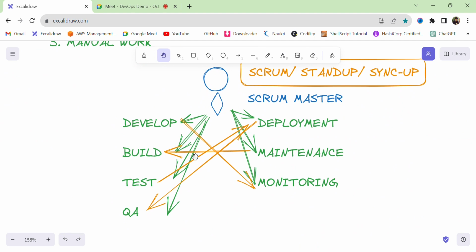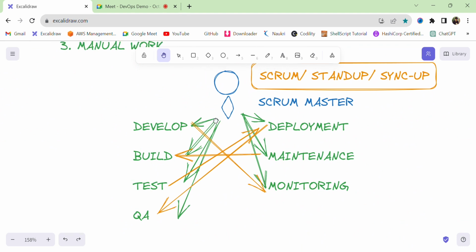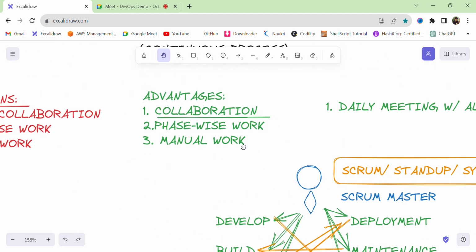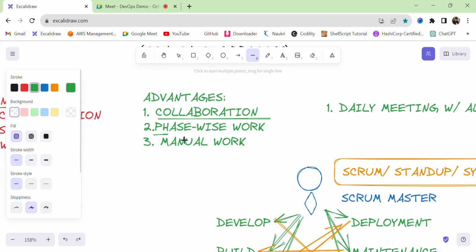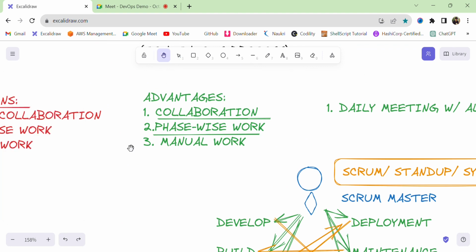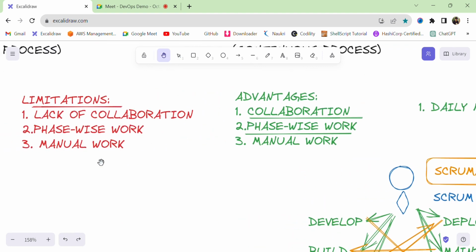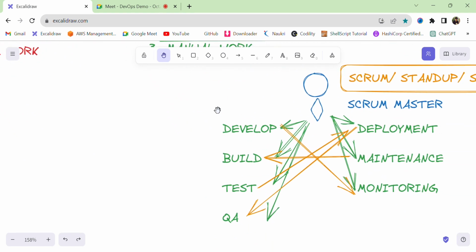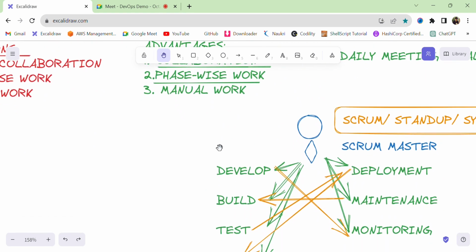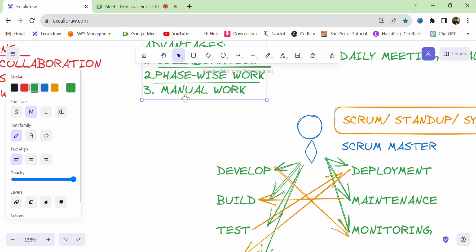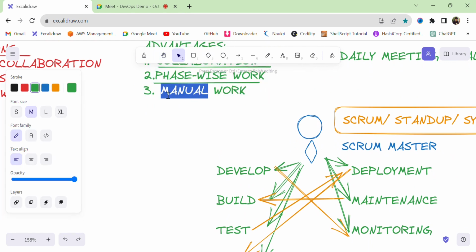Now you may be thinking, but we are just developing the product, then how will this monitoring team come into the picture? So that I will explain to you. What happened is, the third disadvantage was that it was more of a manual work. Since it was more of a manual work, there were no tools that were used, so everything was done manually.